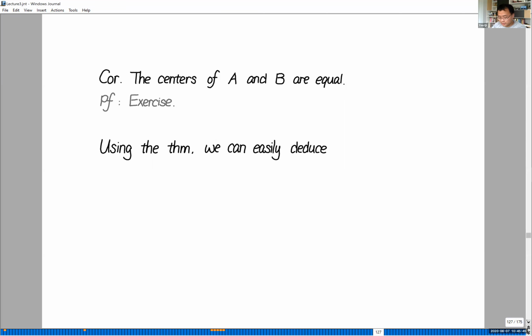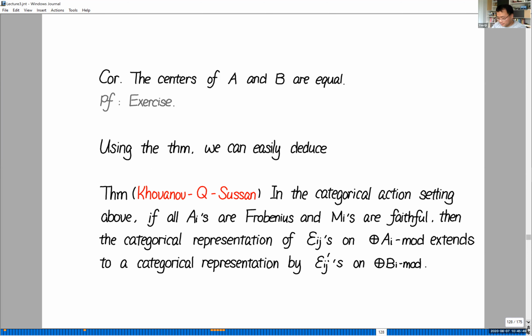And so using this theorem, now you can easily deduce that in the categorical setting above, if all A_i are symmetric Frobenius and M_i are faithful, then the categorical representation on the A module side extends to a categorical representation on the B module side, on the B_i modules.